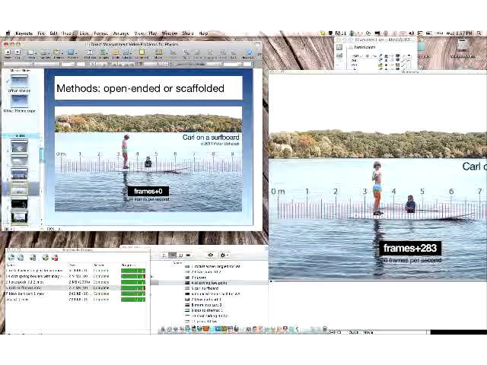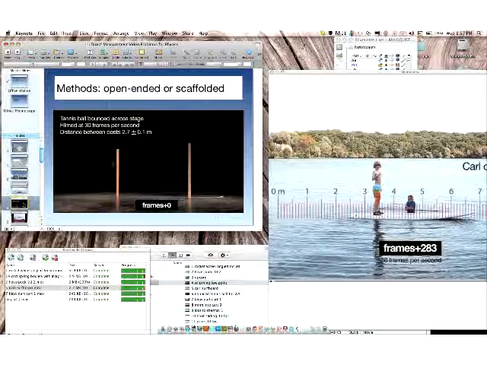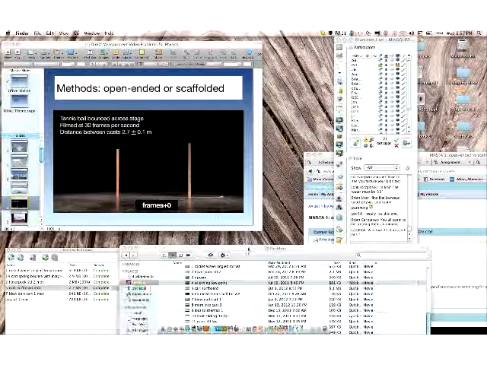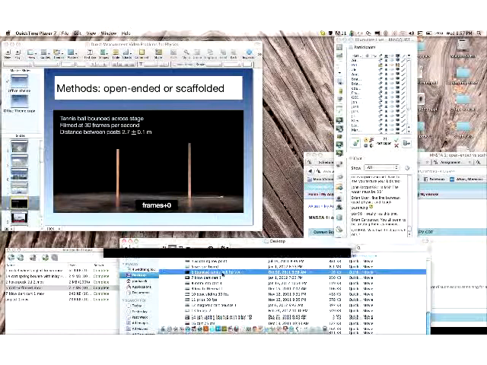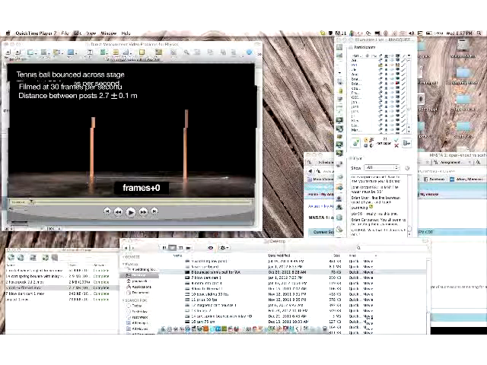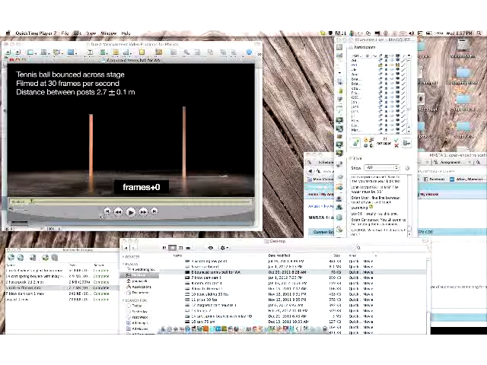So that's open-ended. I have another example of an open-ended one, and this one is also not in the multimedia library. Yeah, it was not as cold as she's making it look, but it was pretty cold. So let me bring up this bounced tennis ball. This one is again going to show up over my keynote. You should see a black background with two vertical posts in it. It says frame zero across the bottom. So in this video, a tennis ball comes bouncing across the stage, goes past these two vertical posts, bounces off the other side of the stage, and out of the picture.